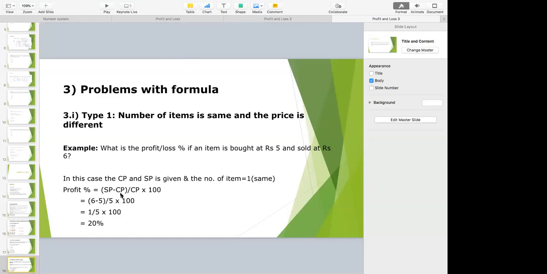For those who are thinking, how come it is independent? You can think of it in this way. The numerator is SP minus CP. The denominator is CP. So even if you try to calculate the SP and CP per item, that 20 will get divided from the numerator and the denominator. Okay. So this was the scenario where the number of items were same and the price was different. Now let's look at the opposite scenario. What will be the opposite scenario? The number of items is different while the price is same.